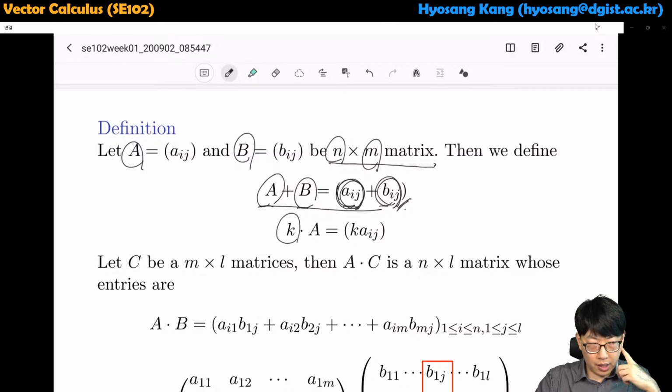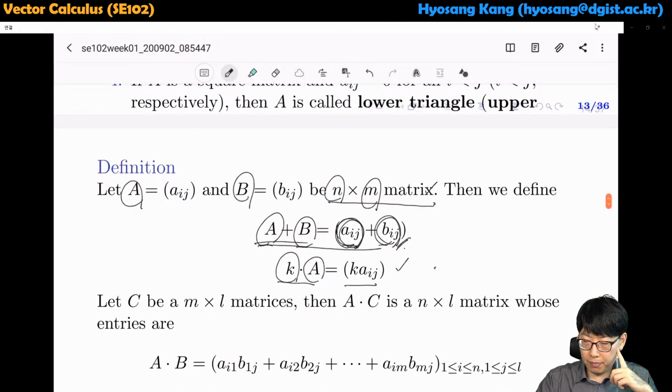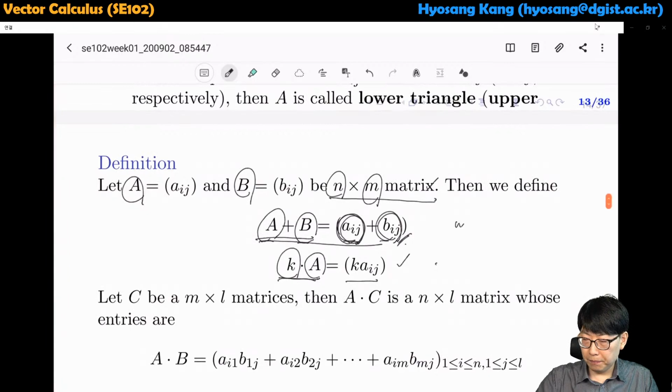If you take the scalar k and you want to multiply the scalar k with matrix A, then you get another matrix whose ij entry is k times Aij. Okay, so you get another matrix. So you have matrix addition and scalar multiplication of a matrix. So a matrix is a vector, or the set of all n by m matrices is a vector space.